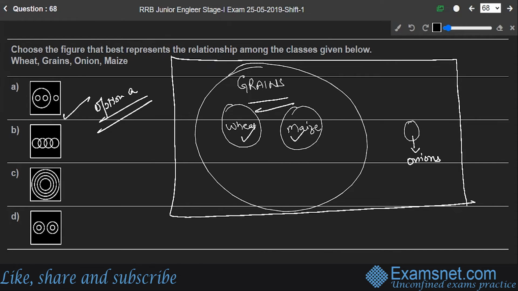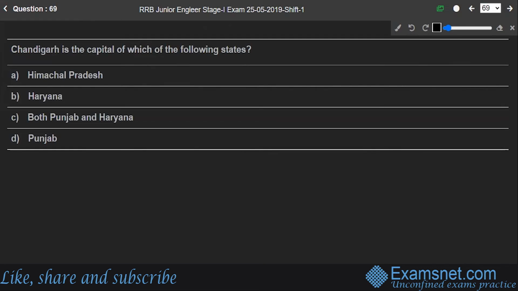Hope you understood that. Next is question number 69. Chandigarh is the capital of which of the states? Haryana, Himachal Pradesh, both Punjab and Haryana, or Punjab. Yes, it is the capital for both Punjab and Haryana. It is a Union Territory of India, which was formed in 1966. So it is administered directly by the President of India through the administrator.